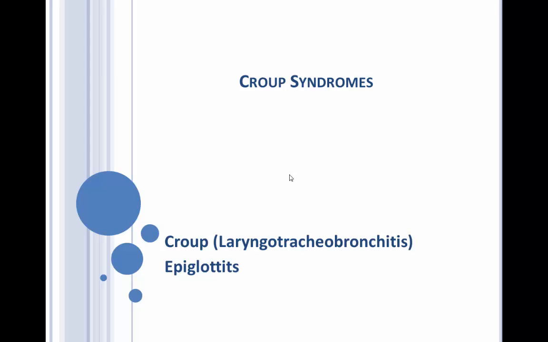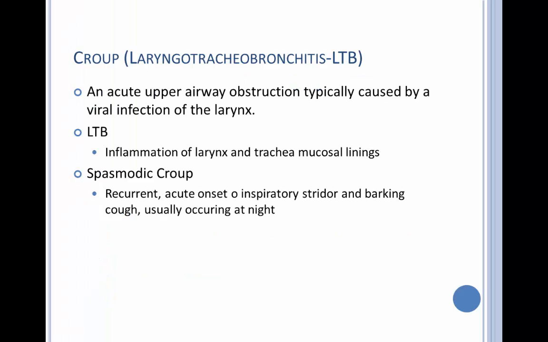Now let's talk about croup, laryngotracheobronchitis, and epiglottitis. Croup is an acute inflammation of the upper and lower tract, most commonly caused by parainfluenza type 1. It is characterized by a brassy barking cough. That you can't forget, that's croup. And also inspiratory stridor.